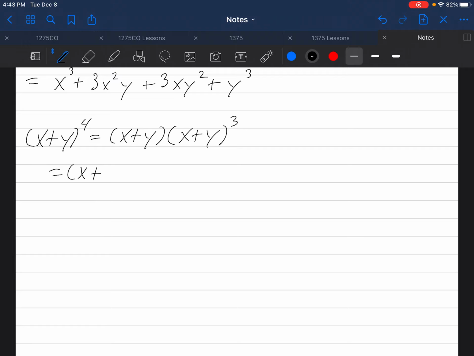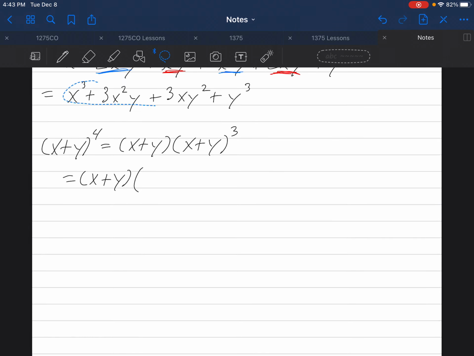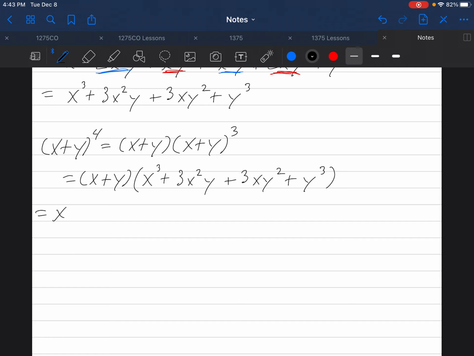So this is going to be this binomial of x plus y multiplied times this expression over here, which I will copy and paste right into there because they are literally the same. So now we're going to do distribution once again. We're going to distribute x into this entire expression, then distribute y into this entire expression, and then combine like terms. This one is going to get longer.